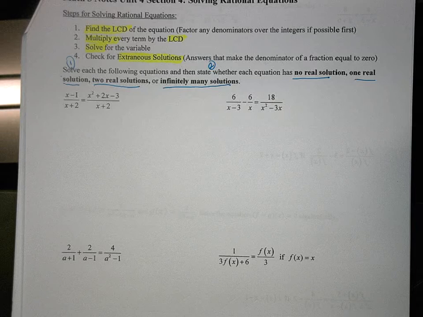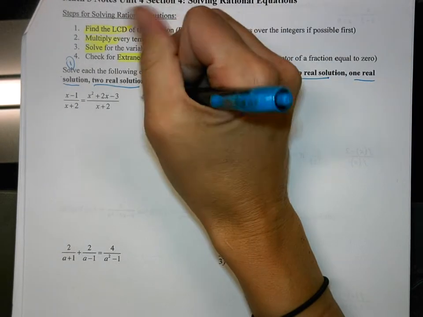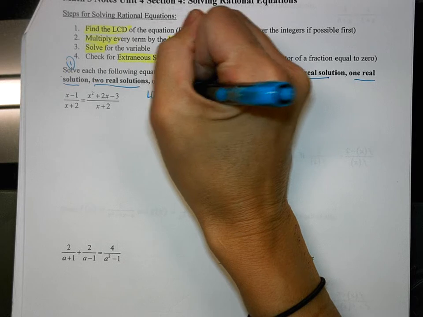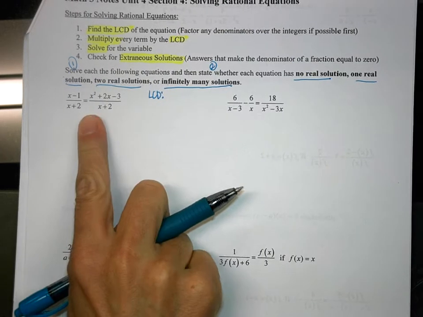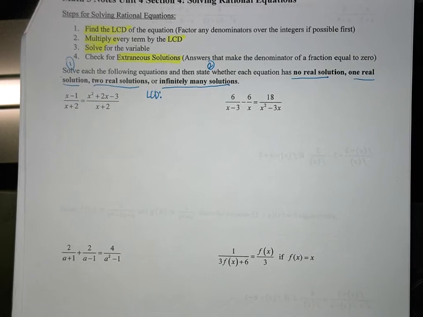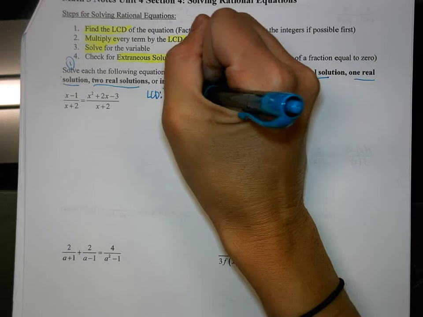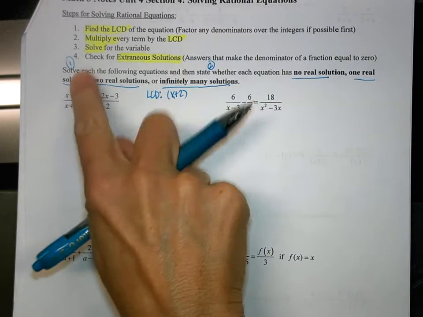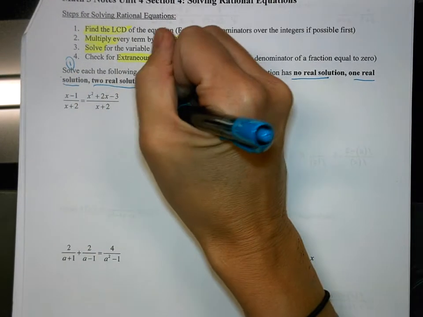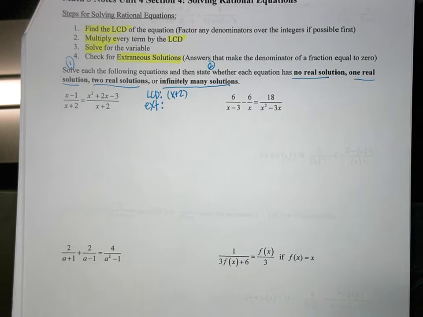All right. So, step 1, find the LCD. I like to, at the top, write what my LCD for the problem is. So, on this first problem, if you're looking at your denominators, what would be my common denominator? X plus 2, okay? I also, even though it's like step 4 here, I like to write what my extraneous solutions are, and I just simplify that as EXT.